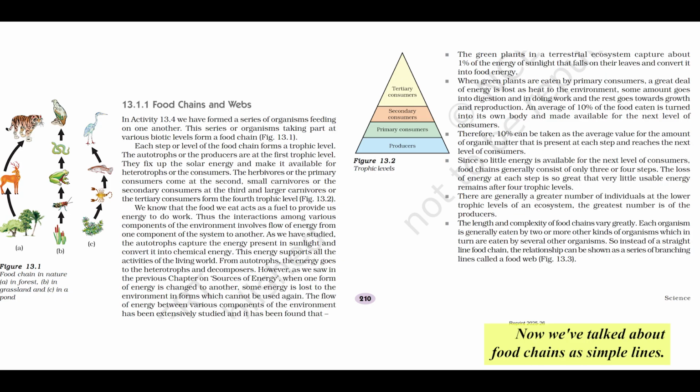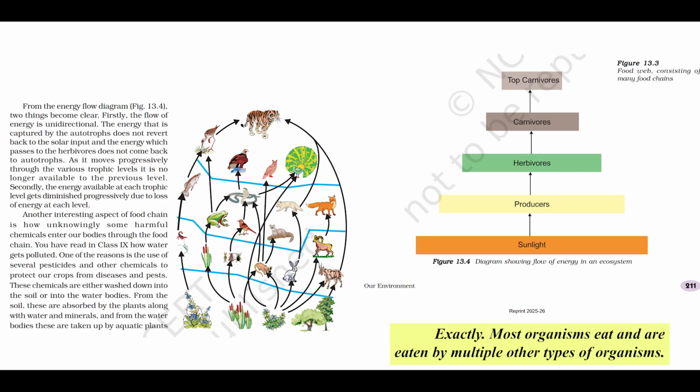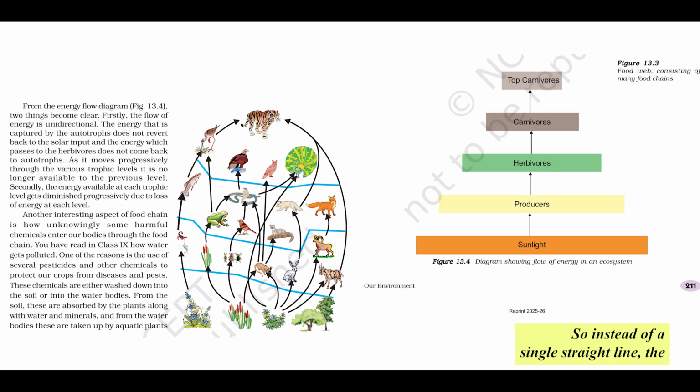Fascinating connection. Now, we've talked about food chains as simple lines, but nature isn't usually that neat, is it? No, I guess animals eat more than one thing. Exactly. Most organisms eat and are eaten by multiple other types of organisms. So instead of a single straight line, the feeding relationships form a complex network. Lots of interconnected lines branching out. We call this a food web. A web instead of a chain, like a tangled net. Kind of. Think of it as multiple food chains woven together.